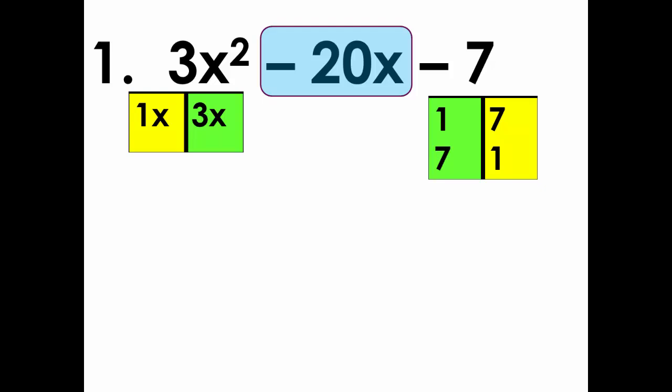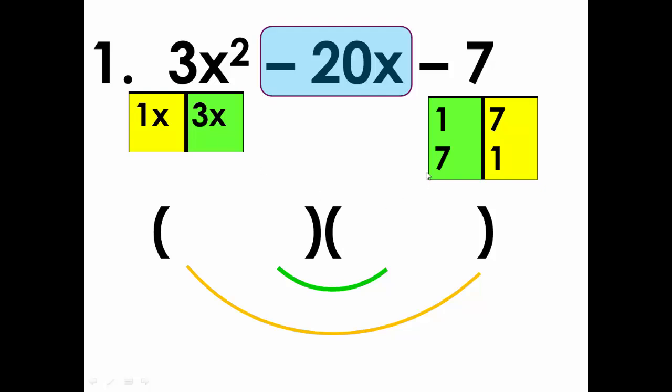So we're going to look inside the green and multiply those together. If I multiply 3x times 1, that's just 3. 7 times 1 is 7. That combo can't get us to a negative 20 with different signs. But if I multiply this 3x times a 7, that gives me 21. And in the yellow, that gives me a 1. That combination will work for me.